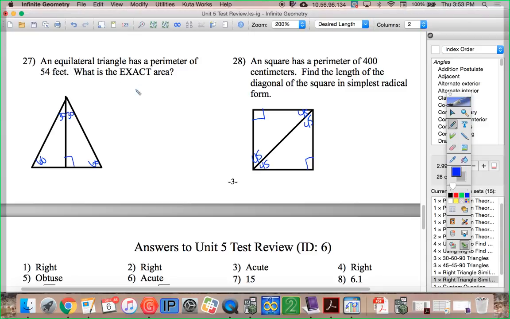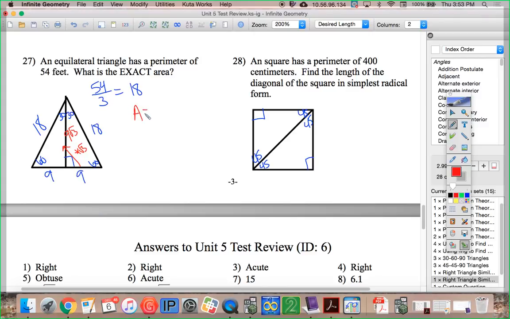So if this has a perimeter of 54 feet, the first thing I'm going to do is take 54 and divide it by 3 and get 18, which means that all the sides of the triangle are 18. But since this one's cut in half, it's 9 and 9. And since it's a 30, 60, 90 triangle, I just have to multiply by radical 3 to get the height. So it would be 9 radical 3.